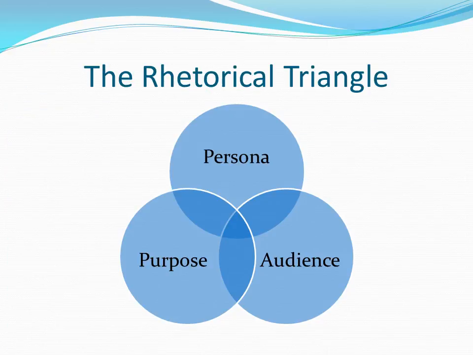So remember the rhetorical triangle: persona, purpose, and audience. Anytime someone's communicating in spoken word, in written word, in a photograph, there's some sense of who is the speaker, who are they speaking to, and what are they trying to say. And if you change any one of those elements, you have to change the others.